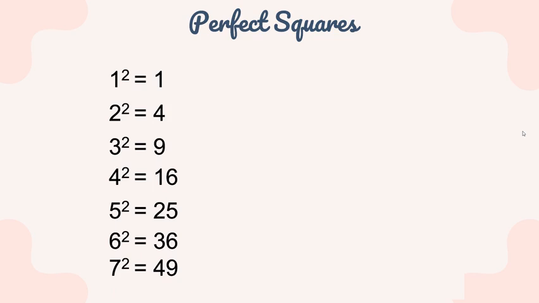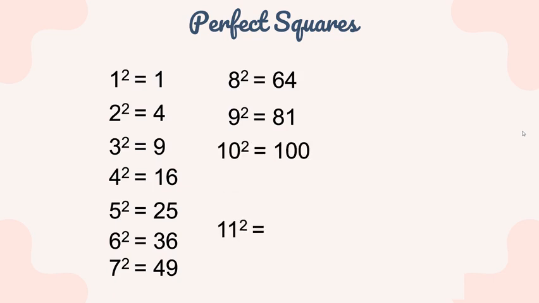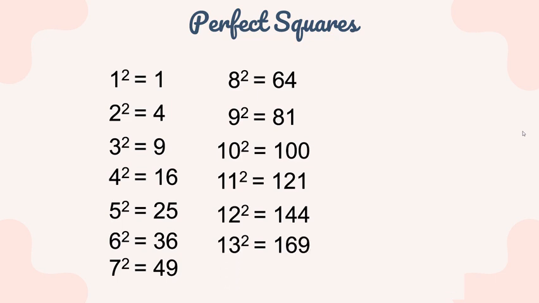7 squared, 49. 8 squared is 64. 9 squared is 81. 10 squared is 100. 11 squared is 121. 12 squared is 144. 13 squared is 169. 14 squared is 196. 15 squared is 225. You need to have 1 through 15 memorized. Ideally, you have more than 1 through 15, but you need to have at minimum 1 through 15 memorized. So I would make sure you memorize them if you do not know them.